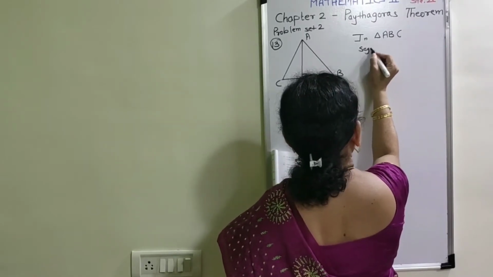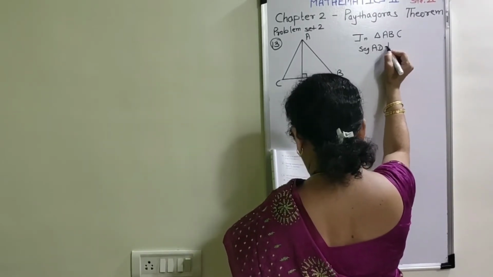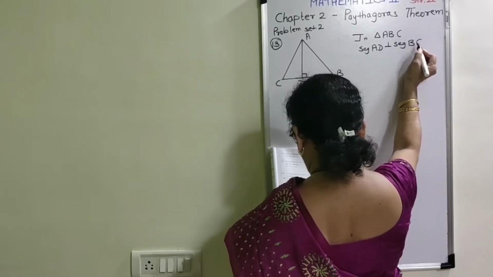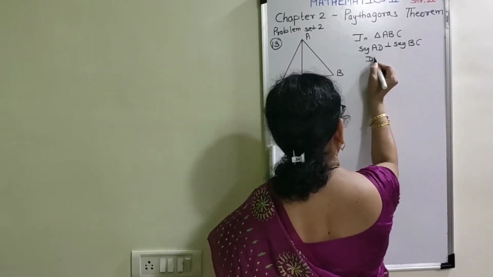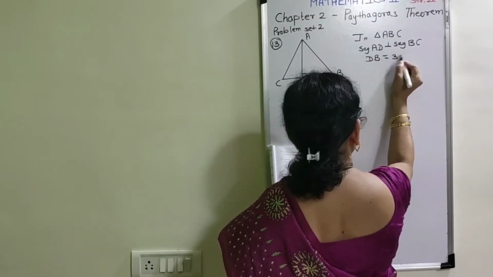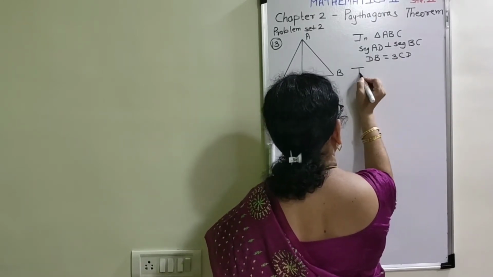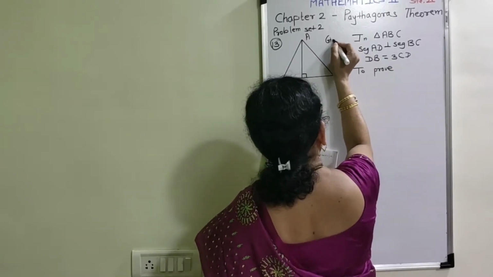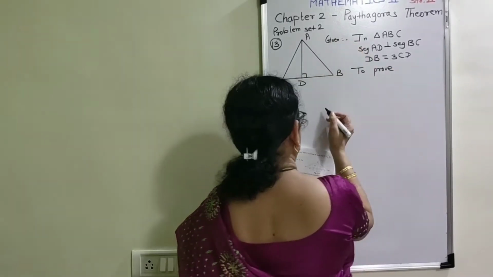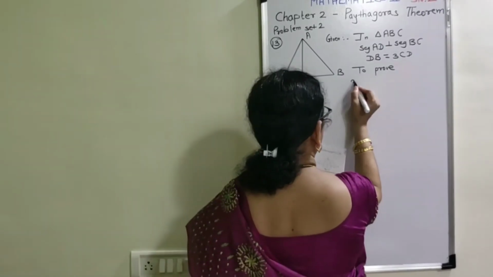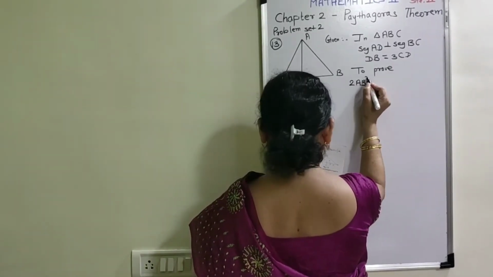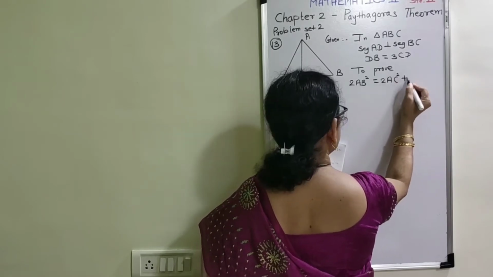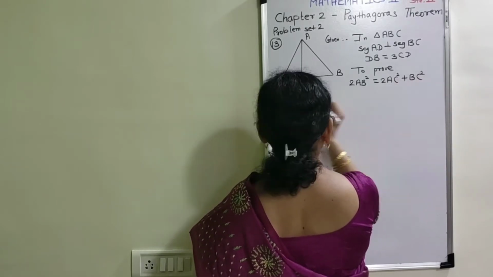segment AD is perpendicular on segment BC. Also, DB is equal to 3CD. You are going to prove that, this is given. You are going to prove that 2AB square is equal to 2AC square plus BC square.